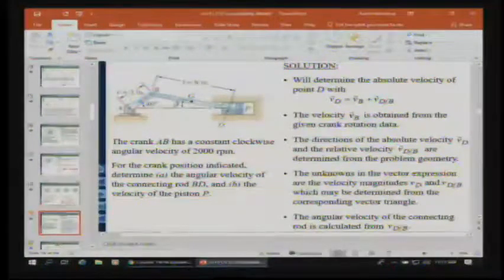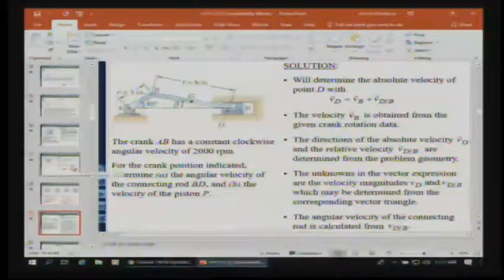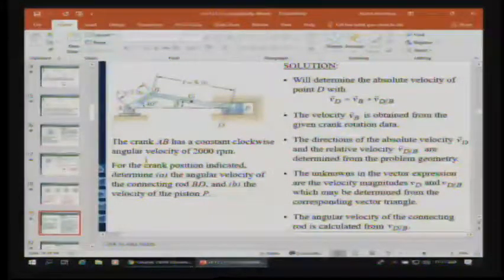We have a crank here from A to B, and we have a piston that is being moved over here. The motion of the piston, D, is restricted, isn't it? It has to be horizontal. So it says the crank AB has a constant clockwise angular velocity. That would be your omega. So it's a negative 2,000 RPM.